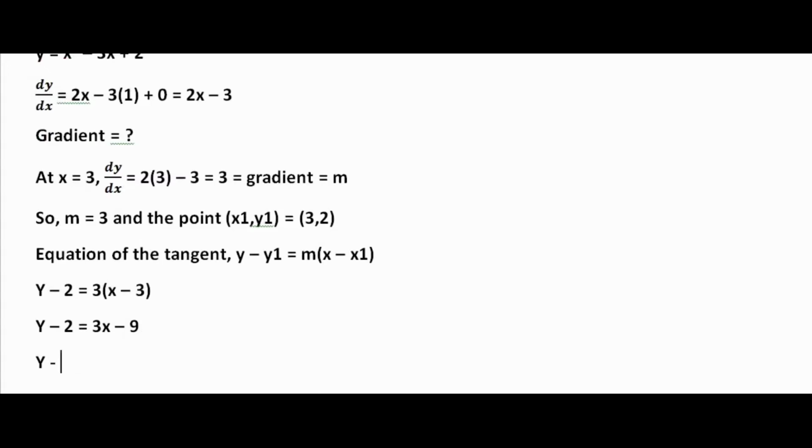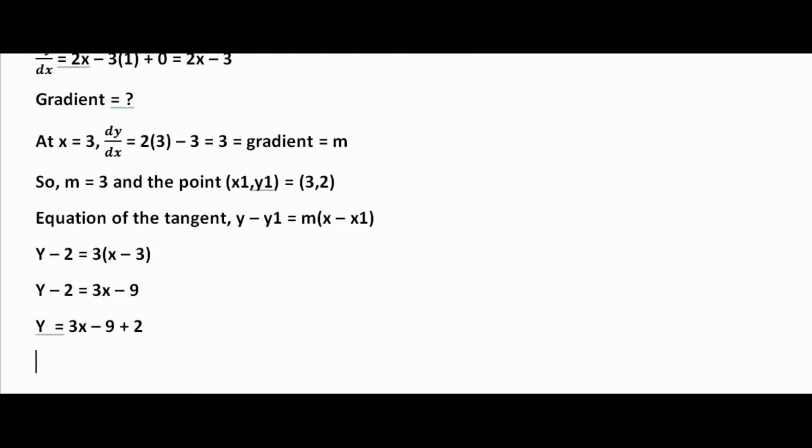Now we have to remove that minus 2 from the left hand side. That means transpose it to the right side. We get y is equal to 3x minus 9 plus 2. That is, y is equal to 3x minus 7 as the equation of tangent.